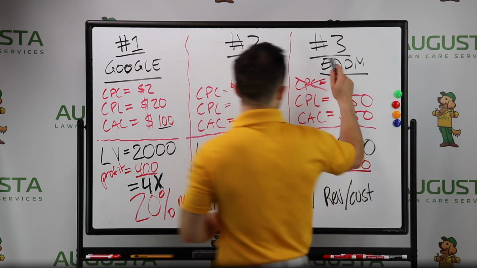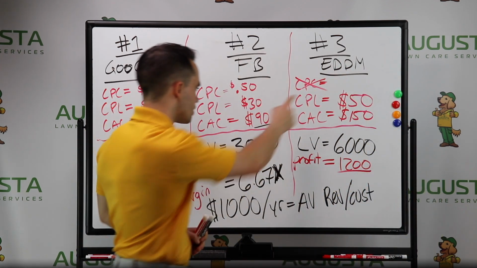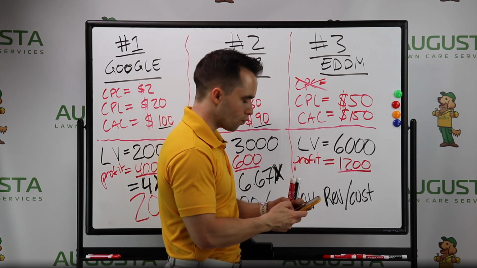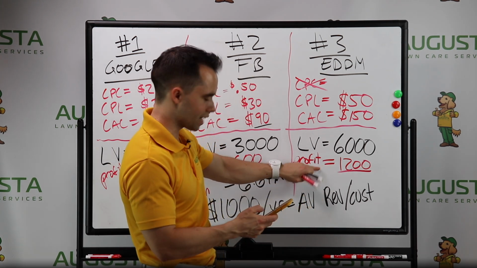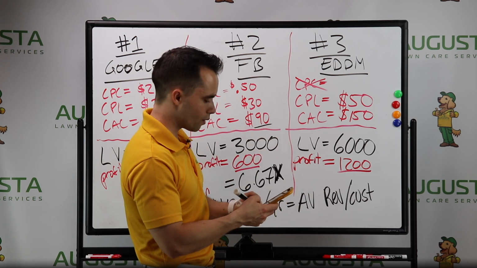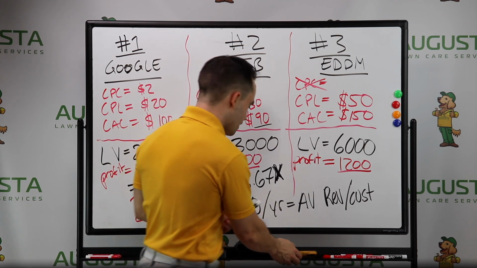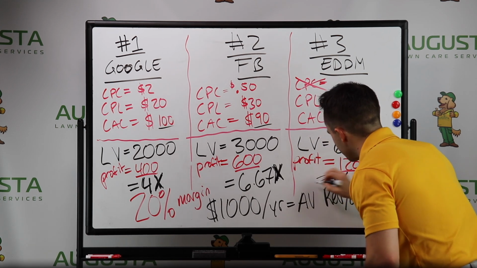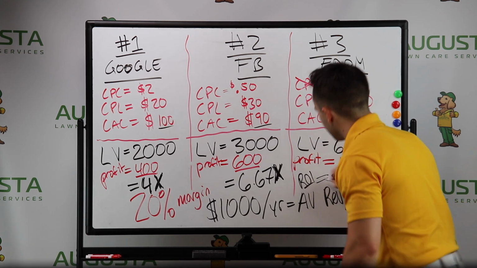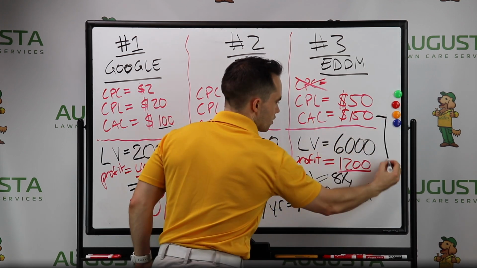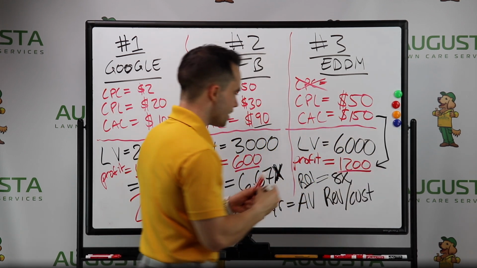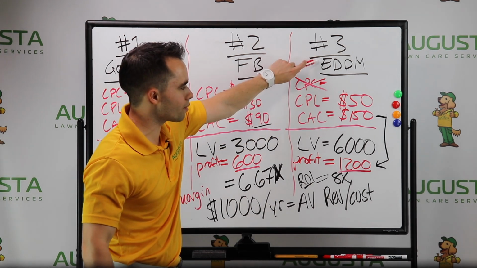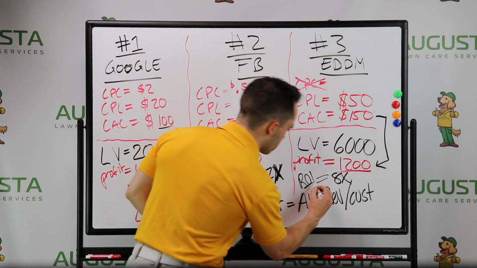All right, so let's move on to every door direct mail. Now we're going to take, again, the profit that they generate over the course of their entire lifespan as a customer, divide that by our customer acquisition cost of $150, and guess what we got here? An 8x return. 8x return, ROI on our money. We turned $150 into $1,200. But get this, even though we had the highest customer acquisition cost from every door direct mail, we had the best return on our investment.